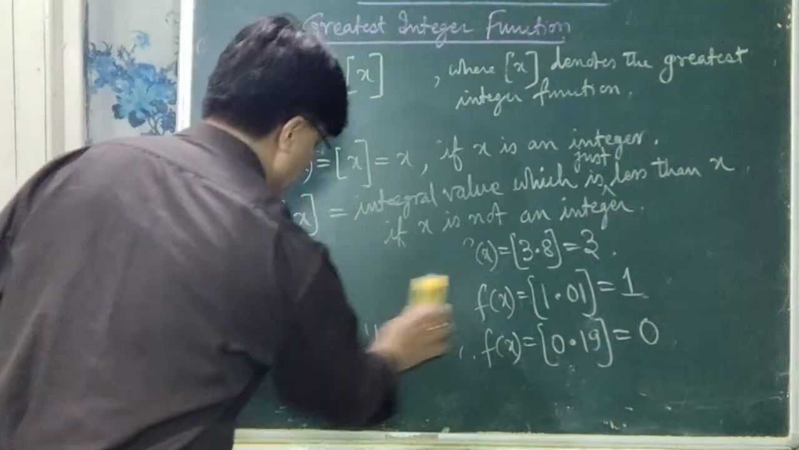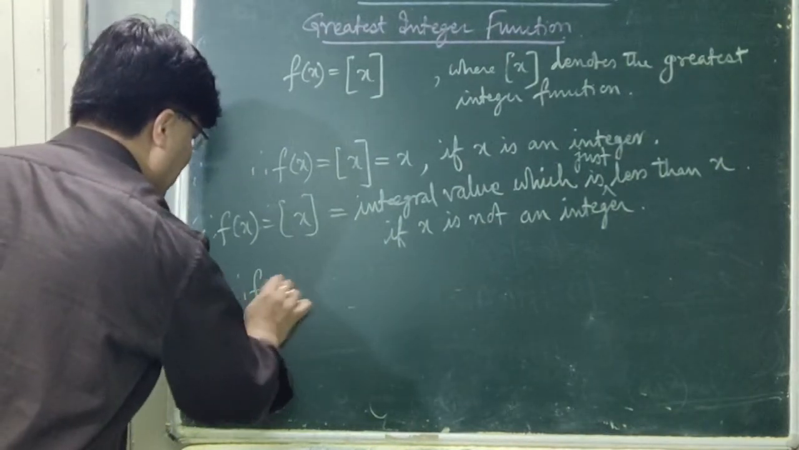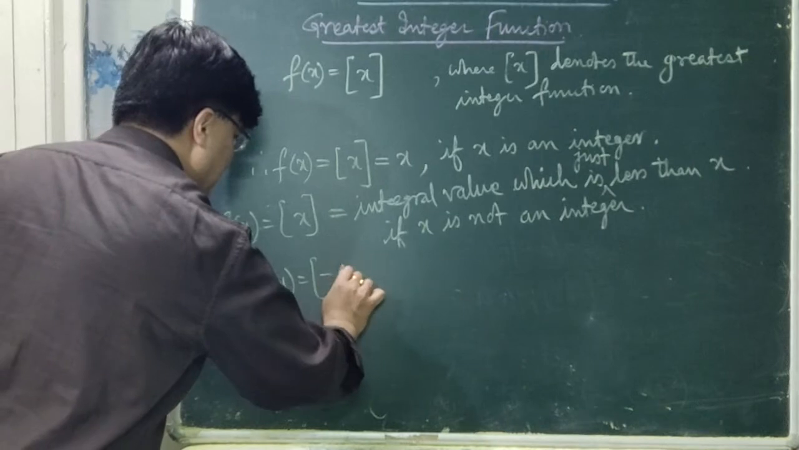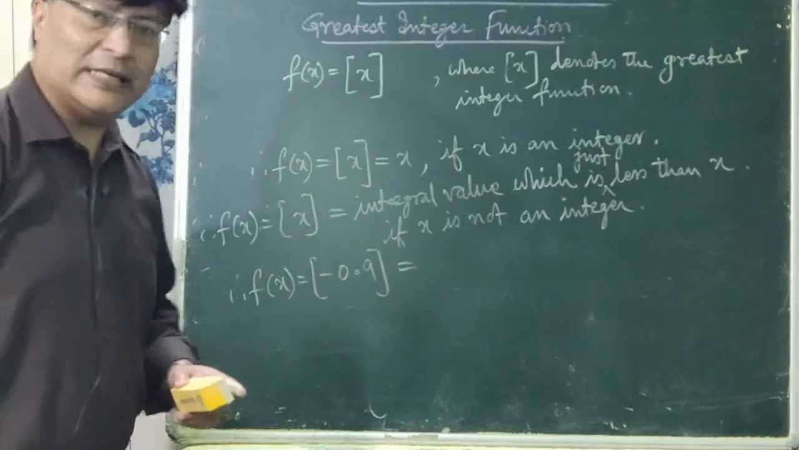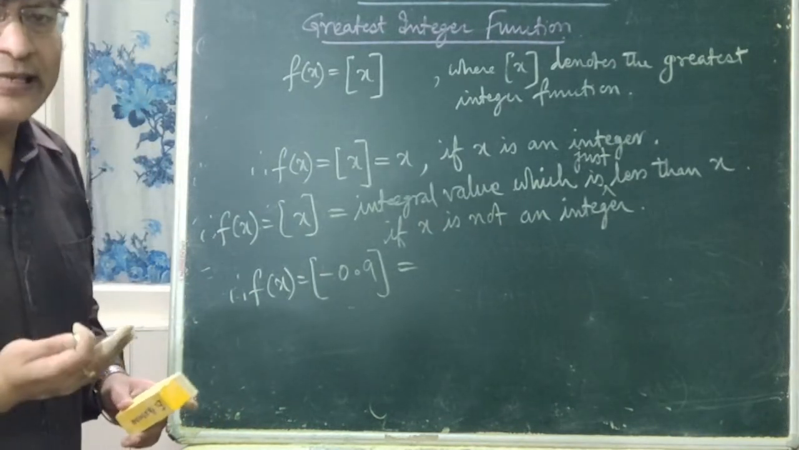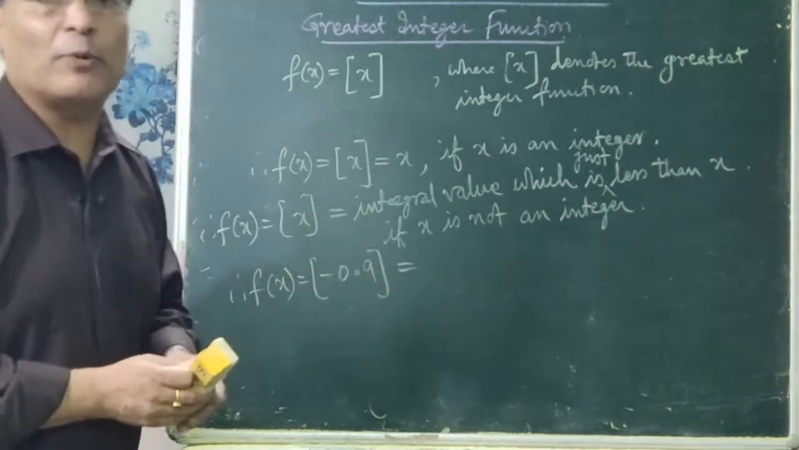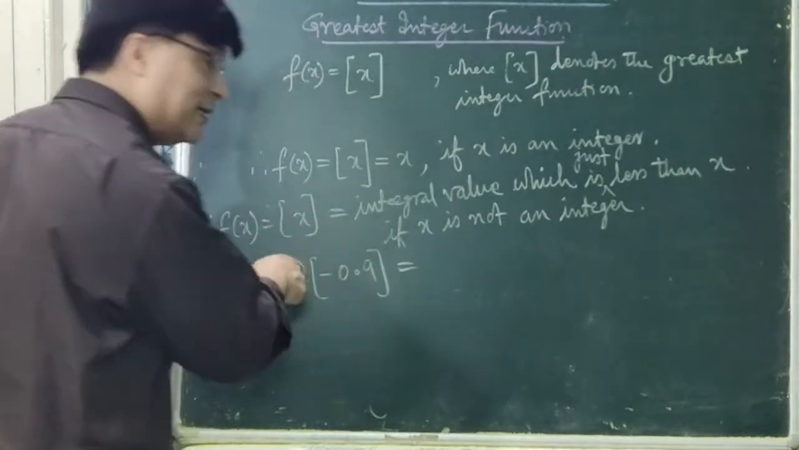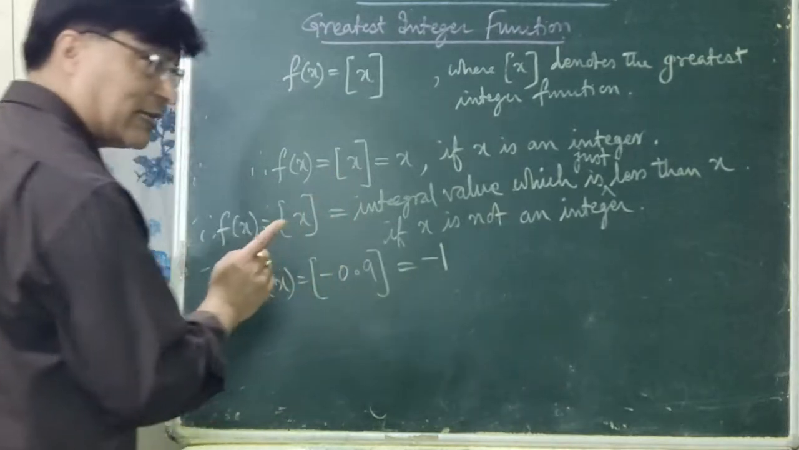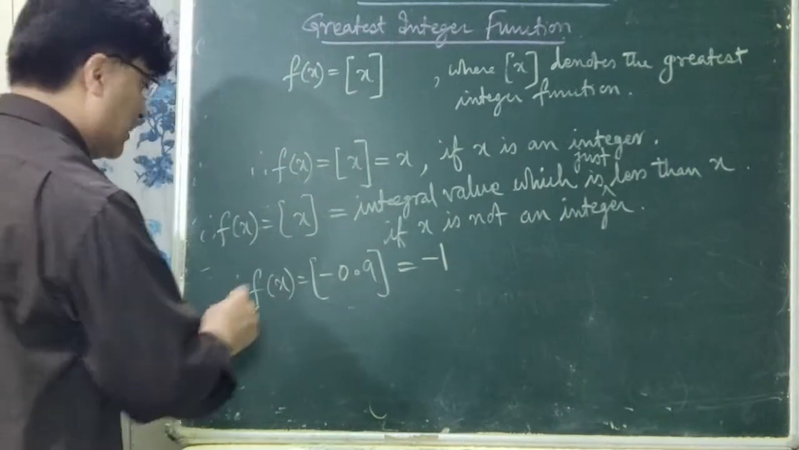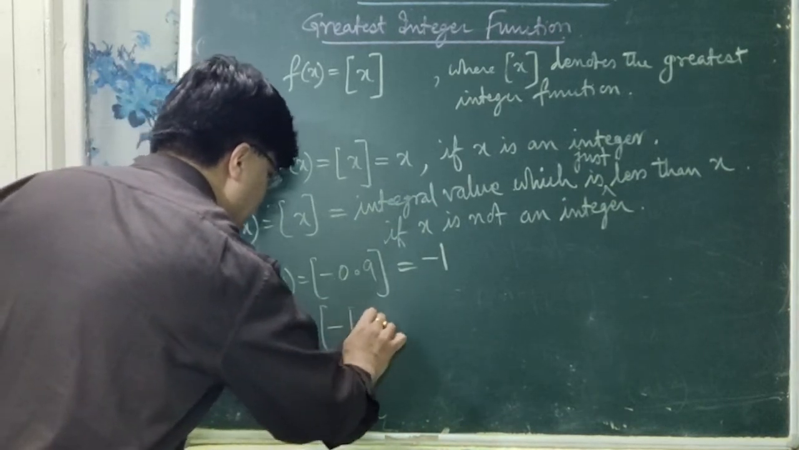Next one is, suppose f of x is equal to [-0.9]. Now this is not an integral value. Which is the integral value just less than -0.9? That is -1. Is that clear to all of you? You should write -1 here. So the next one is f of x is equal to [-1.1].